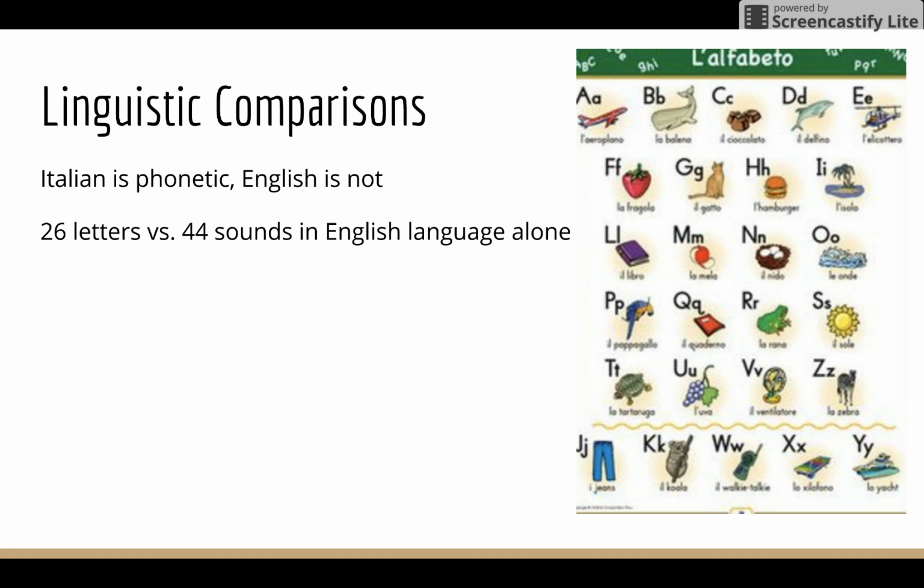And the alphabet is where we get a little bit of a differentiation, where we have 26 letters versus 44 sounds in the English language alone. Right on that screen is a chart of the alphabet, and we have all of the letters that are used in the Italian language with the exceptions of J, K, W, X, and Y. Those letters are considered foreign in the Italian language. They still have those 26 letters, but again, they are considered foreign and are used mostly in import words, which we'll see on the next slide.